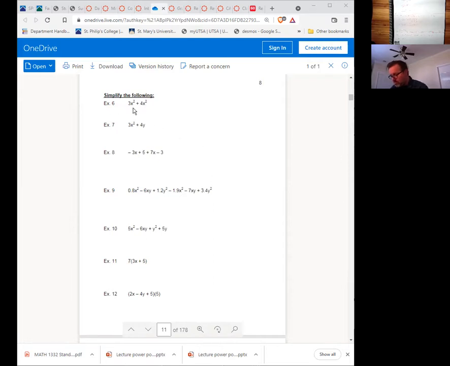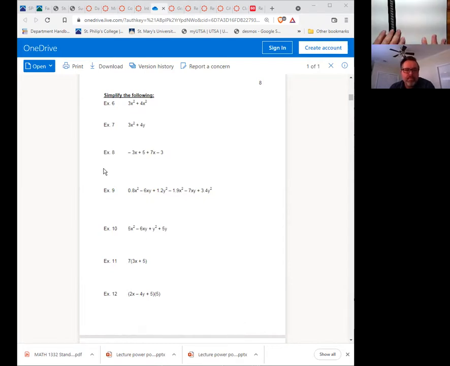Okay, so number 6. This section here, page 8, is all about combining like terms. So simplify if you can. These first 6 through 10, they just want you to check it and see, okay, is there anything that combines, adds together, subtracts, that type of stuff. 11 and 12, they want us to actually multiply because you have parentheses. So let's go through most of these.